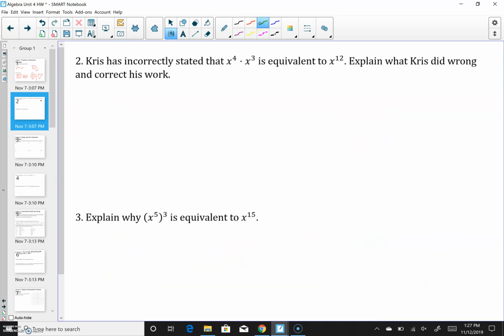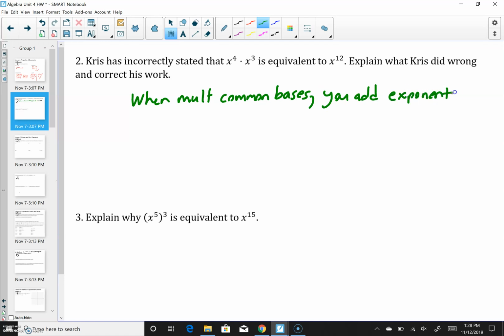For the next one, Chris has incorrectly stated that x to the 4th times x to the 3rd is equivalent to x to the 12th. Explain what Chris did wrong and correct his work. So when multiplying our common bases, and when I say bases, I mean we have x times x, you add your exponents. So what Chris did is he did 4 times 3 for the exponents, when really it should have been 4 plus 3, which is x to the 7th.